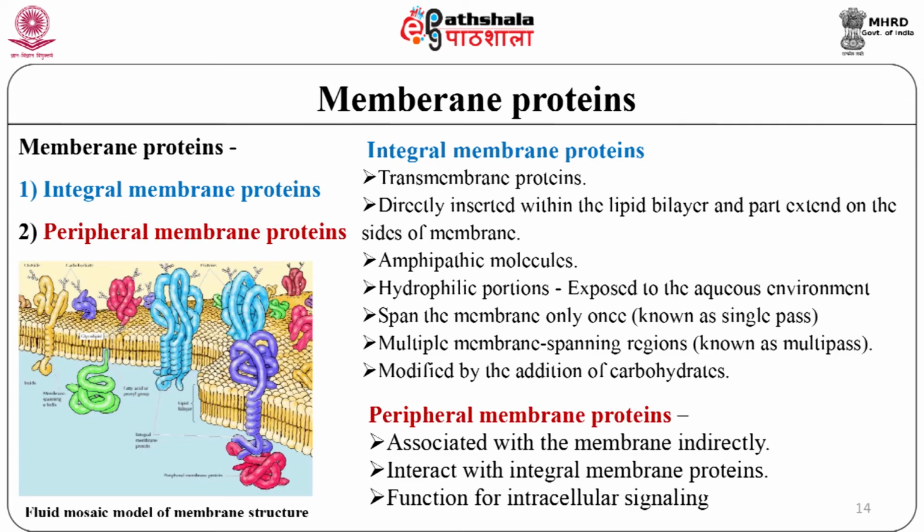Membrane proteins. Biological membranes consist of proteins inserted into the lipid bilayer. Protein is a major constituent of the cell membrane other than lipids. The amount of proteins is variable. They constitute about 25 to 75% of the mass of various membranes of a cell.